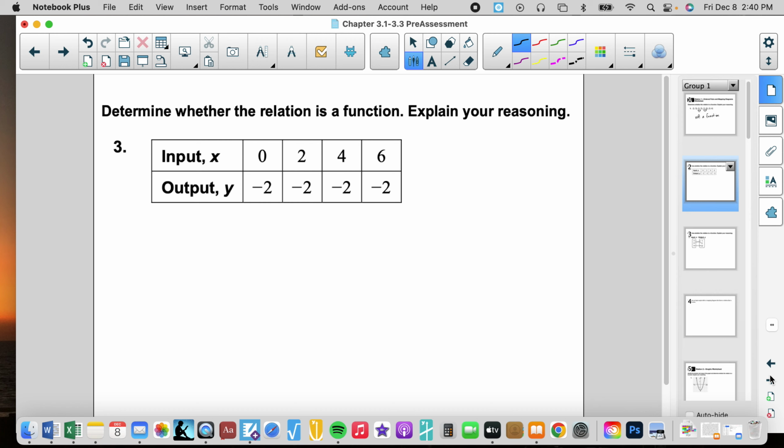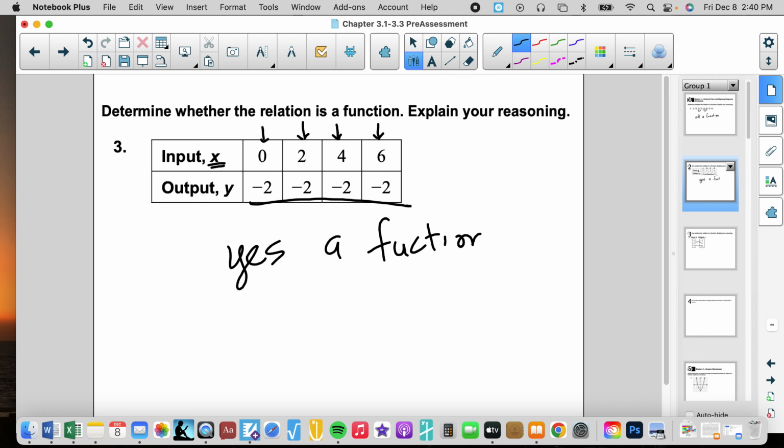Here's a different one. Each of these examples is going to be in a different data format. So we're always going to look at our input. So 0, 2, 4, and 6. I don't care about the output until I see a double or the same input. So I'm just focusing on the input first, and I don't see a repeat of an input. So at this point, I know that it is a function from the data presented.